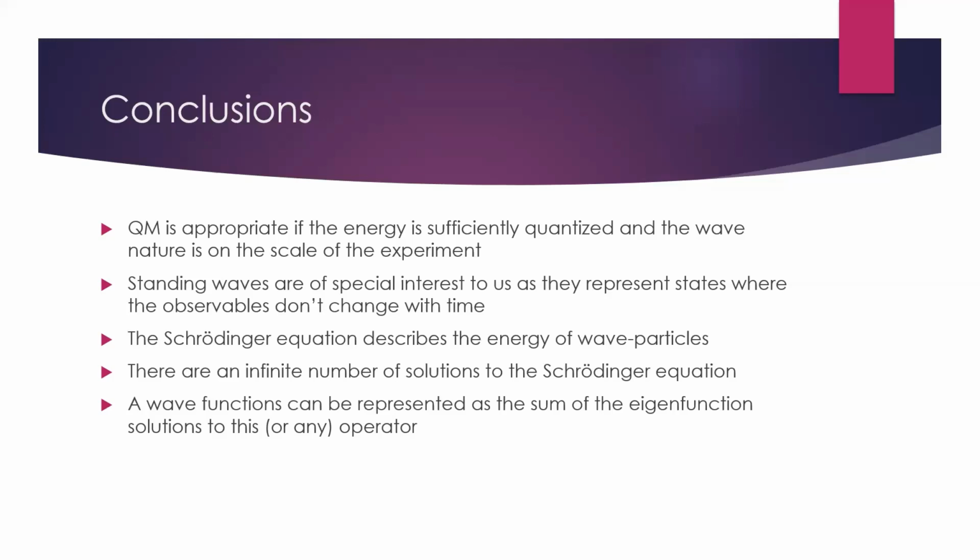And the last point to talk about is that a wave function can be represented as the sum of the eigenfunction solutions to the total energy operator, the Hamiltonian, or any operator. And we'll look at the interplay between operating on wave functions with different operators. We'll start talking about that next lecture, and then we'll go into that in more detail when we talk about things like the uncertainty principle in the future.